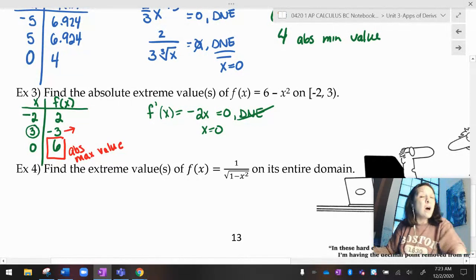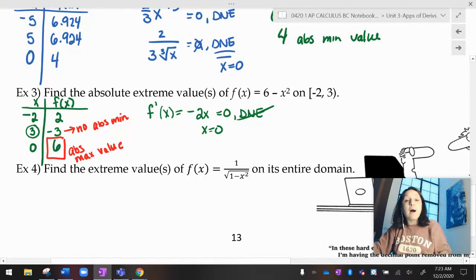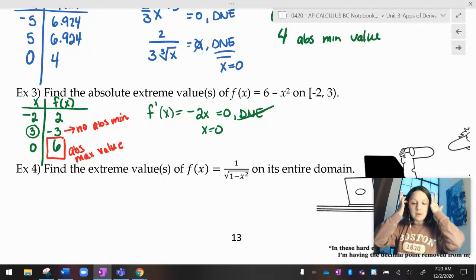This really wants to be the absolute min, but that's a hole, so there is no absolute min value on this open interval, which is fine because I guaranteed a max and a min on a closed interval. I'm not guaranteed a max and a min on an open interval.